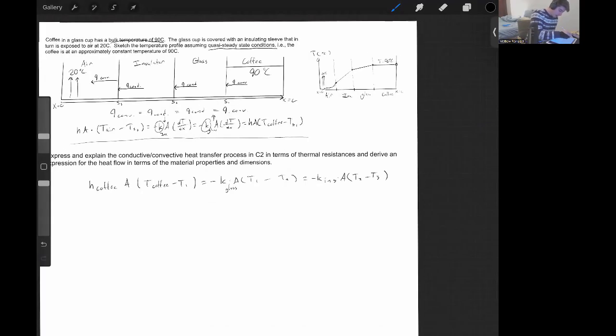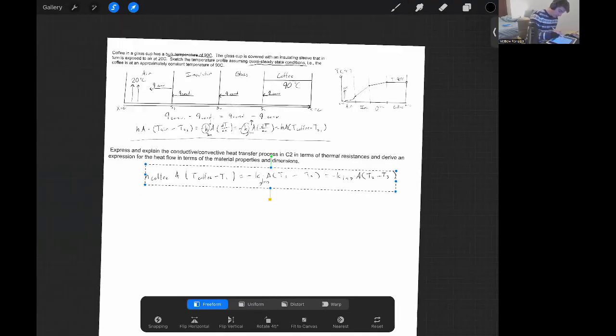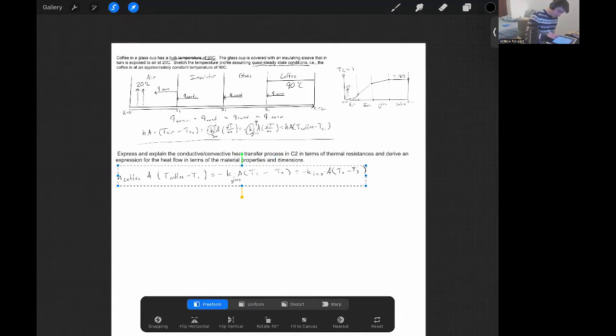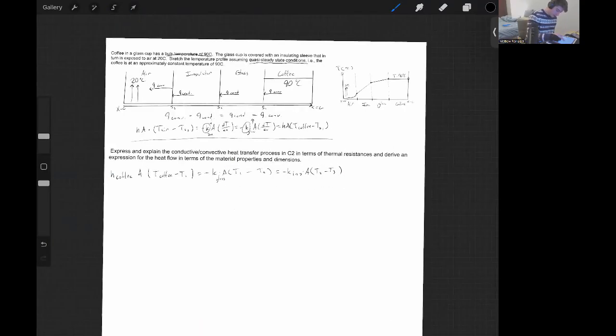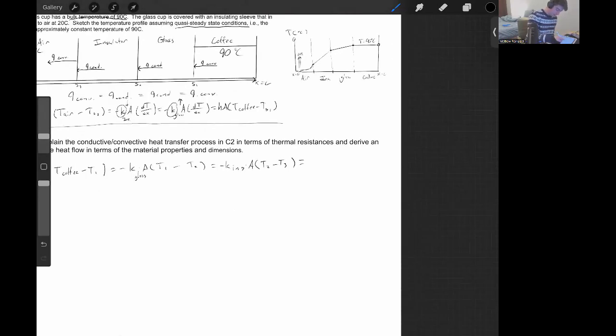I don't know why I made this so wide and didn't space this right. Let me move this over here and scrunch it up a little bit. And then we'll do the same expression for the convection of temperature leaving to the air, which is h of air times the cross-sectional area, times the temperature 3 minus the temperature of the air.